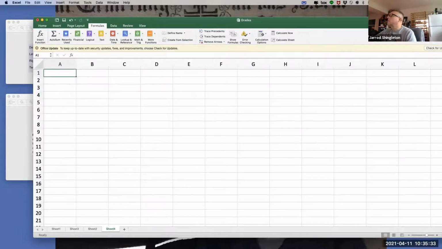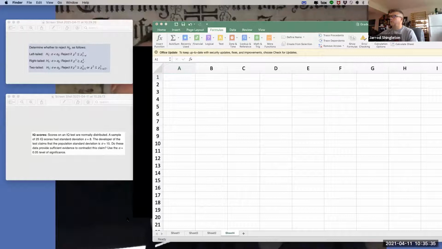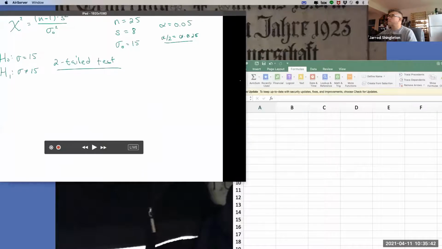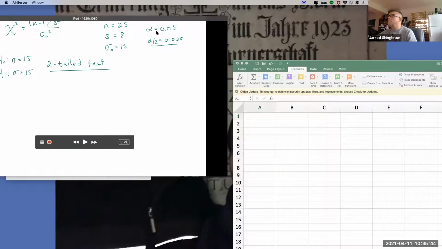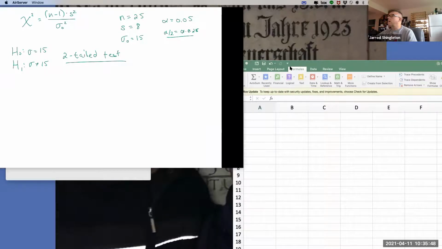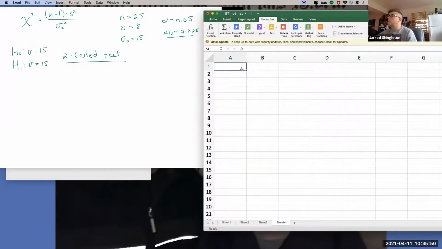Okay, I'm going to move this to the side. Move this over here so we can still see some of these values. What's important here mainly is going to be our N, S, sigma naught, and our alphas. Those are going to be the important things. In order to do this problem, what do I need? Well, I need sigma naught, I need S, I need N, what else? Alpha.